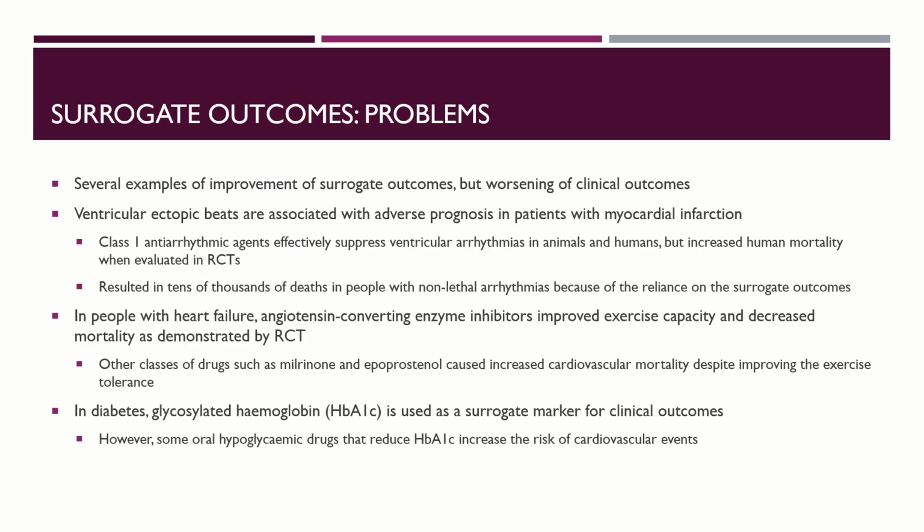Some problems related to surrogate outcomes that have been observed in clinical studies. There are several examples of improvement of surrogate outcomes but worsening of clinical outcomes. First example is ventricular ectopic beats. Ventricular ectopic beats are essentially additional beats that originate from the ventricle of the heart. And these are associated with adverse prognosis in patients with heart attack.